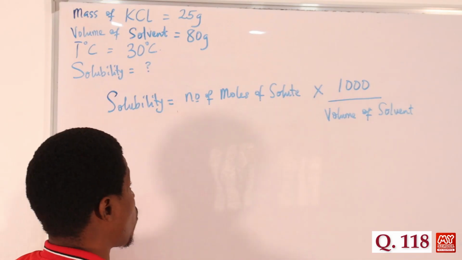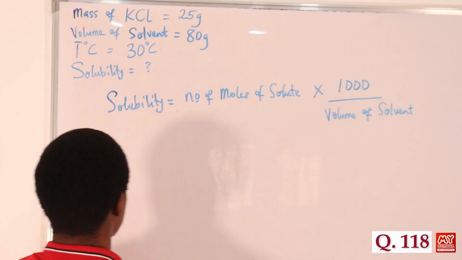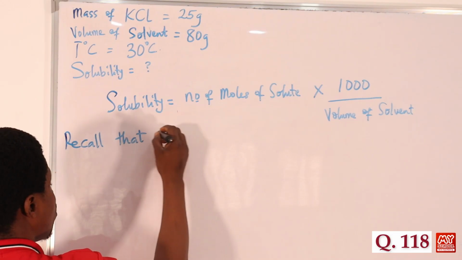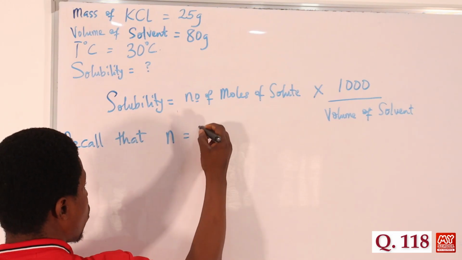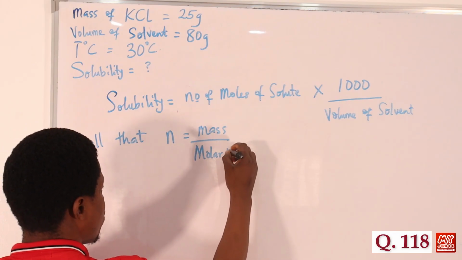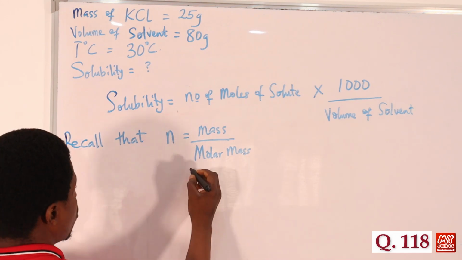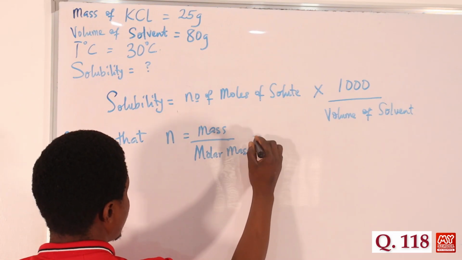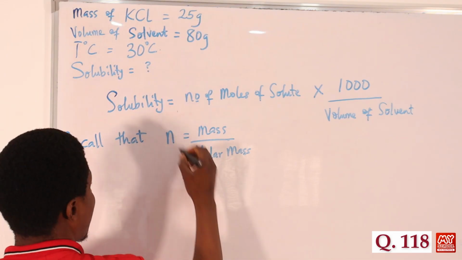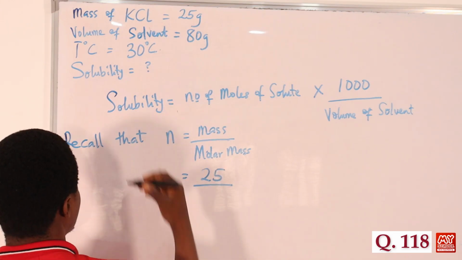So we want to find solubility. So the question is, were we given the number of moles of solute? No, but we can find the number of moles. Recall that number of moles, which is n, is equal to the mass over molar mass. So if you solve that, the number of moles will be equal to the mass of KCl, which was given as 25. So we can say 25 divided by, what is the molar mass of KCl? So we need to solve that.